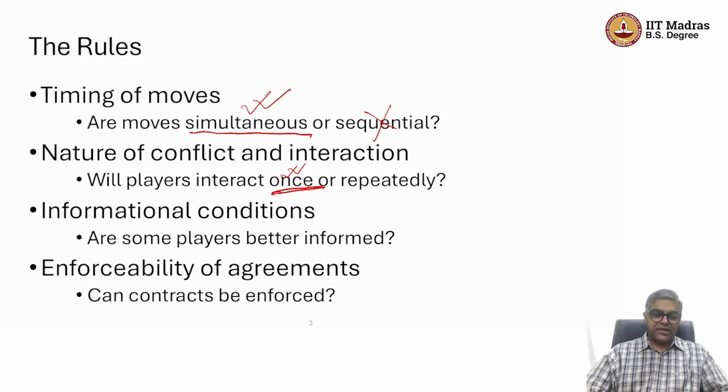What are the informational conditions? Are some players better informed? Does Ranga know more about what Billa is doing, or does Billa know more? No, it is not the situation. The situation here is very simple. Ranga does not know what Billa has decided, Billa does not know what Ranga has decided. So no one is better informed, they have the same level of information.